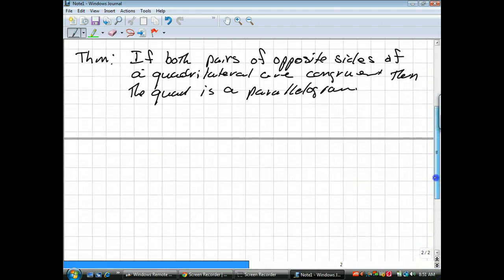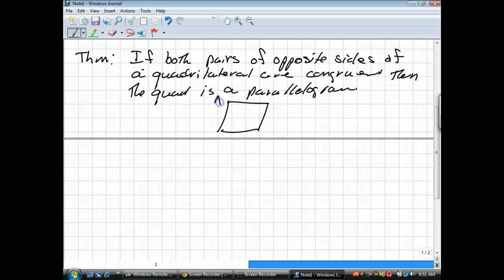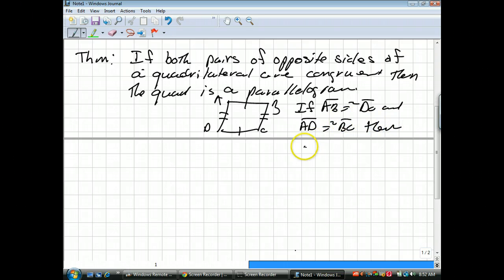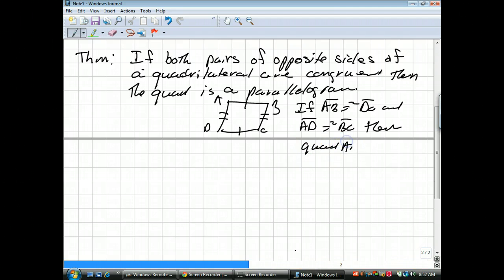Okay, so again, if I have A, B, C, D. So if AB is congruent to DC and AD is congruent to BC, so what the theorem says, if AB is congruent to DC and segment AD is congruent to segment BC, then quadrilateral ABCD is a parallelogram. Okay, so that's what the theorem says.